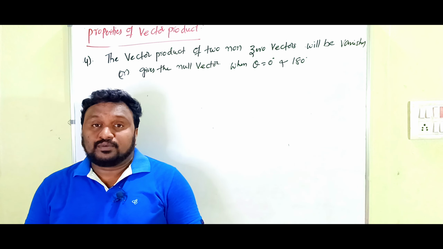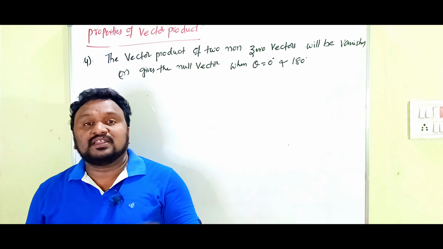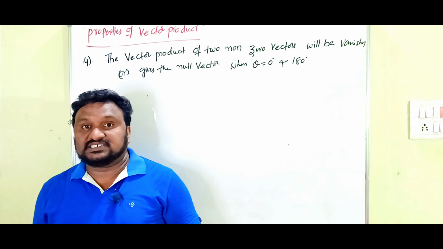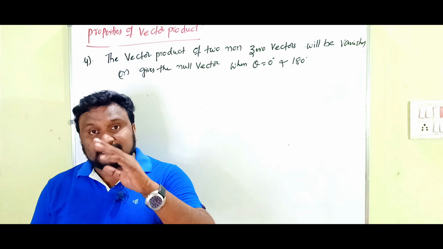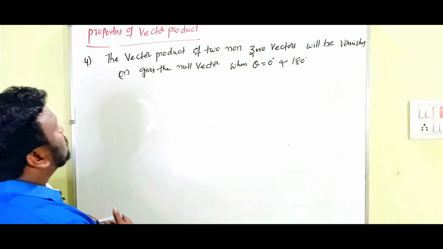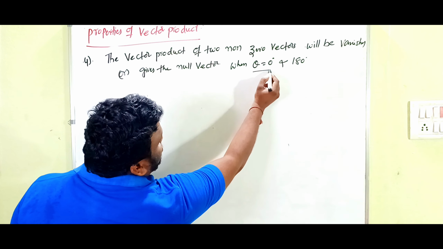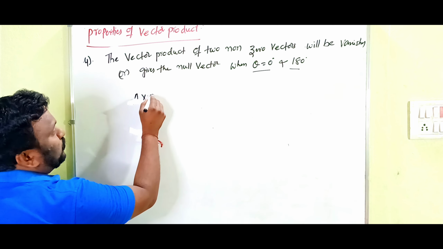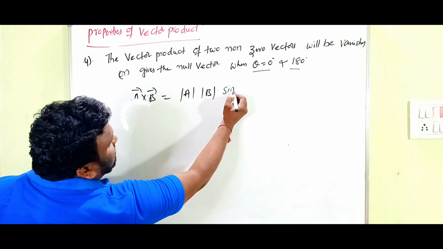The vector product of two vectors can give a null vector. This is possible only when theta is equal to 0 degrees or theta is equal to 180 degrees. If the vector product of two non-zero vectors gives a null vector, then those two vectors are called collinear. So children, look here. The vector product of two non-zero vectors vanishes, or gives the null vector, when theta is equal to 0 or 180. Look here, children, we are writing A cross B is equal to mod of A, mod of B and sin theta.